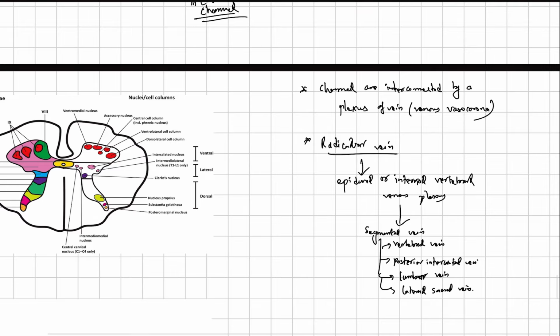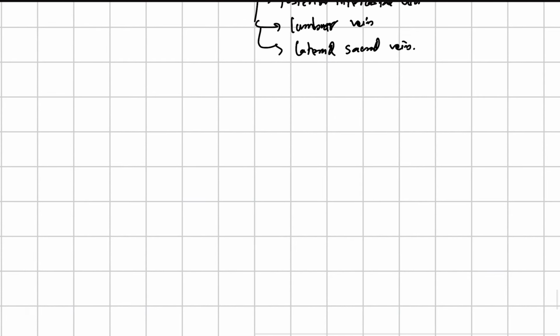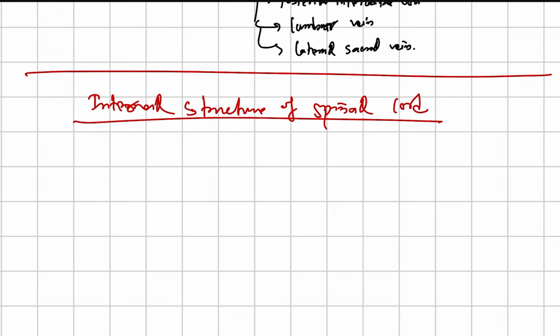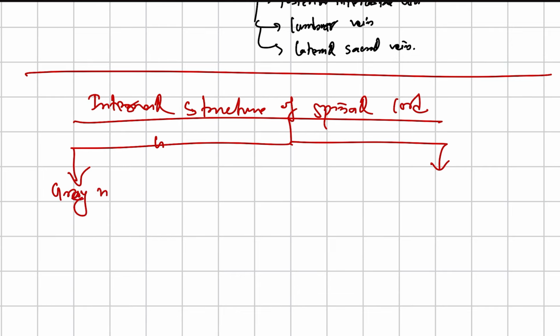So now we are moving on to the internal structure of the spinal cord. In this internal structure, we deal with the gray matter and white matter.